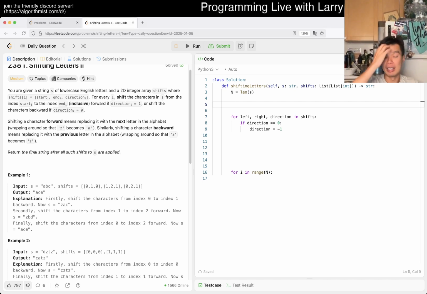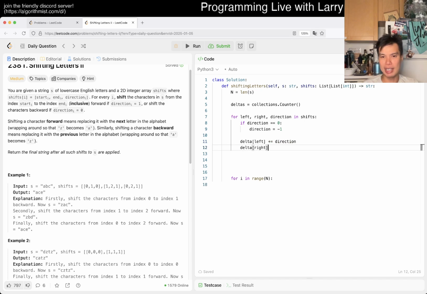Okay, in any case, yeah, a couple of ways you can do it. You can maybe use a collections.Counter, right? And you can also use an array. I don't know. It really just depends on the inputs and so forth. But maybe like deltas is equal to this, and then now on the delta of left we add direction, and then deltas of right we subtract direction, and that's it.